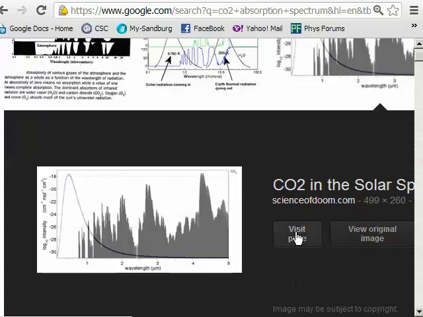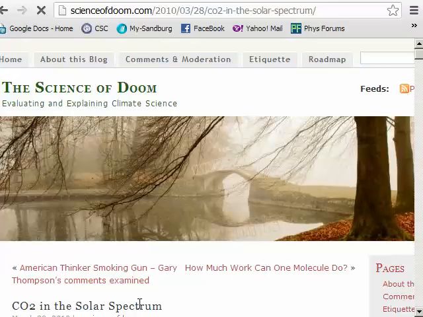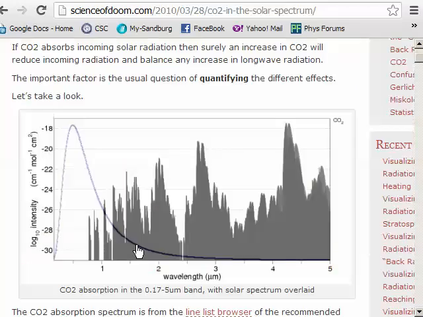So let's see about visiting that page for a moment, and how about that? It's the Science of Doom, evaluating and explaining climate science. Same thing I'm trying to do. So what do these lines mean? Do these represent where the most light gets through, or do they represent where most of it is absorbed? So CO2 absorption. So this is log base 10 of the intensity.